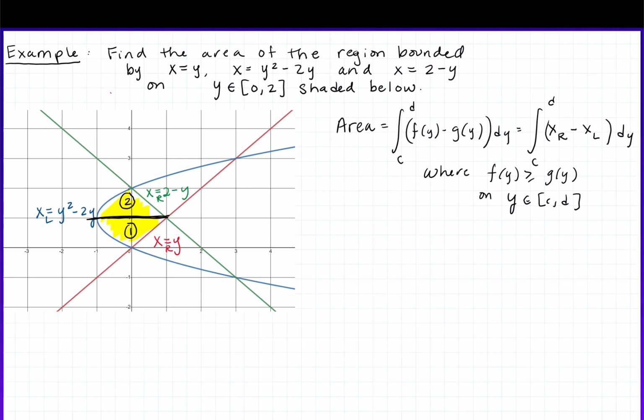Even though they are symmetric because of the specific functions we're working with, let's set this up as we would even if they weren't symmetric. So the total area of the region is going to be equal to the sum of region 1 plus region 2. So how do we find the area of the first region?